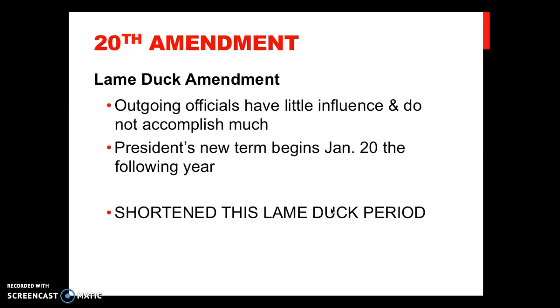The president now takes office on January 20th. It used to be later in the spring, so that lame duck period, instead of being from November to January, used to be from November to March. So it used to be a long period where we'd have kind of a weak president, a lame duck president, as we called it. So basically this amendment just shortened that period so we could have a stronger executive in office.